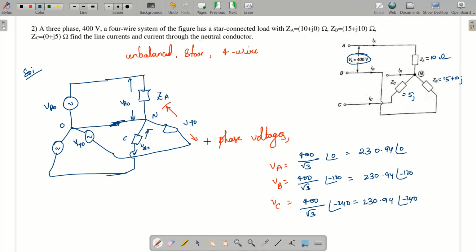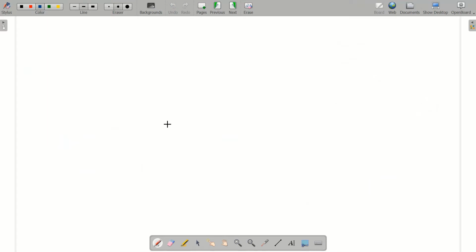Next, if you have the phase voltages, then it is easy to find out the phase currents. Phase currents IA, IB, IC. Phase current equals phase voltage divided by its impedance: VA divided by ZA, VB divided by ZB, VC divided by ZC.